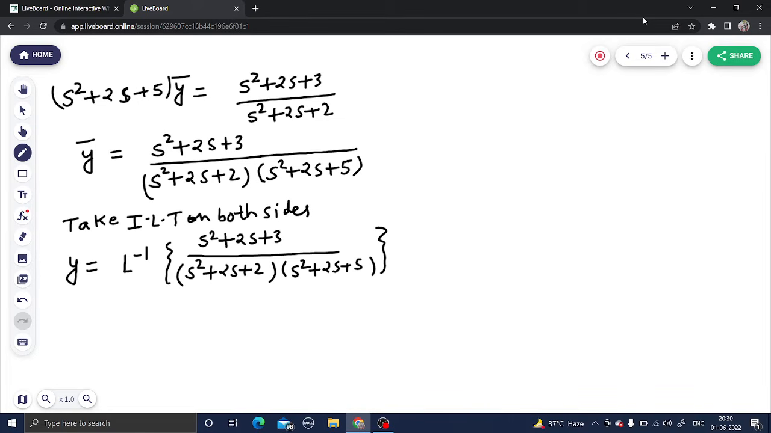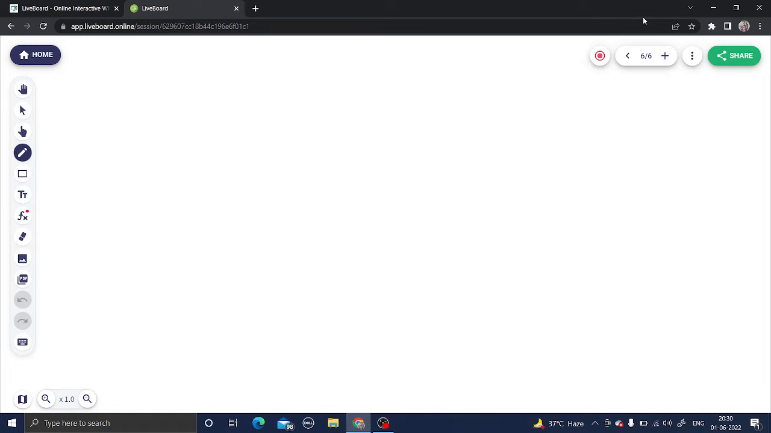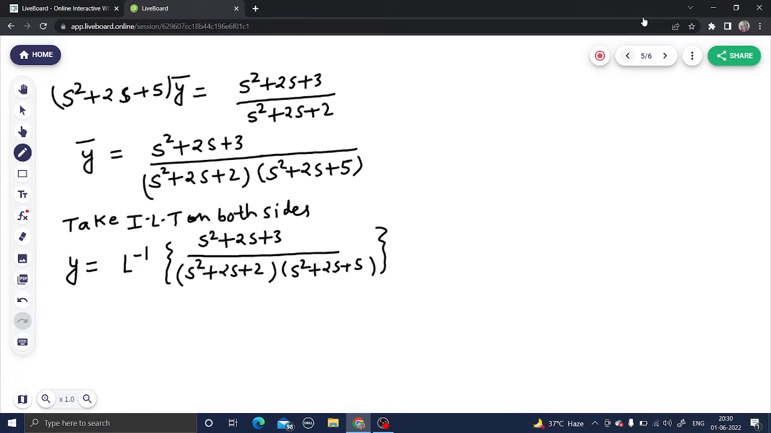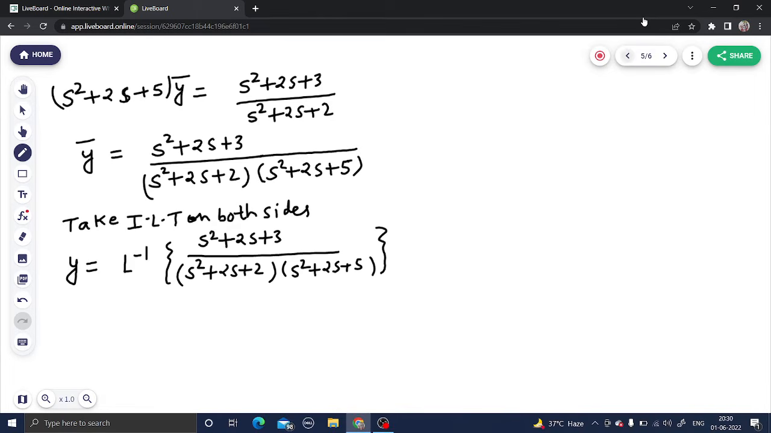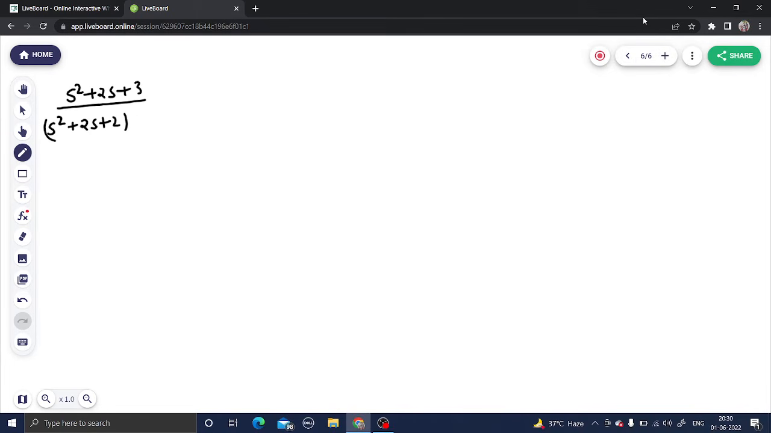Now we'll stop the proceedings of Laplace here and go to resolve this partial fraction, which is (s square plus 2s plus 3) divided by (s square plus 2s plus 2) and (s square plus 2s plus 5). How to resolve this?